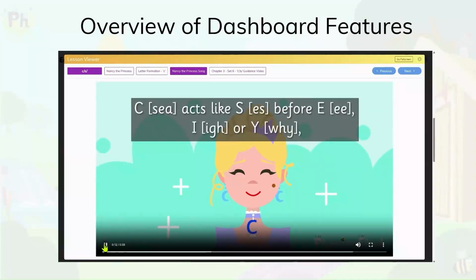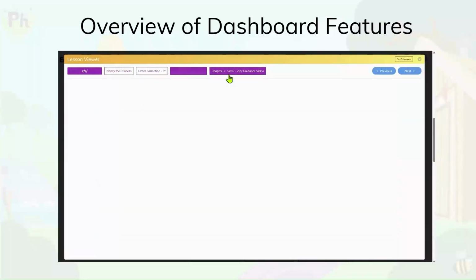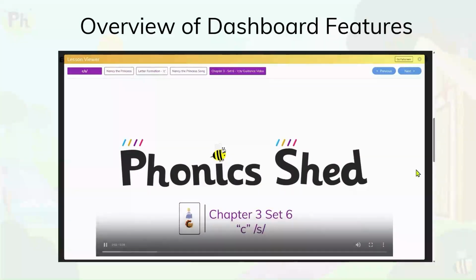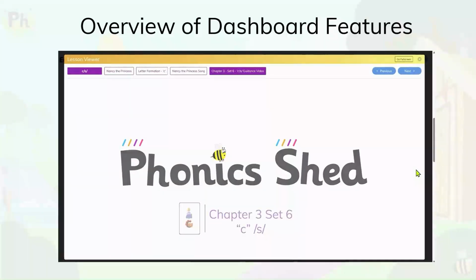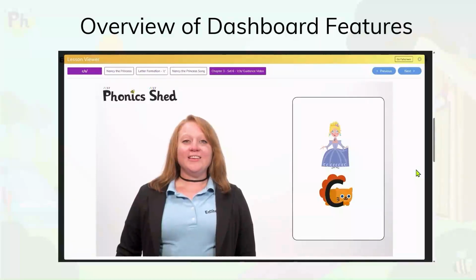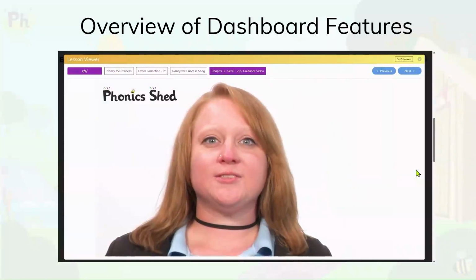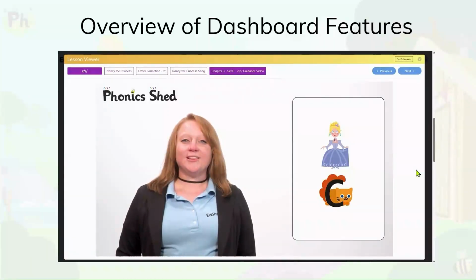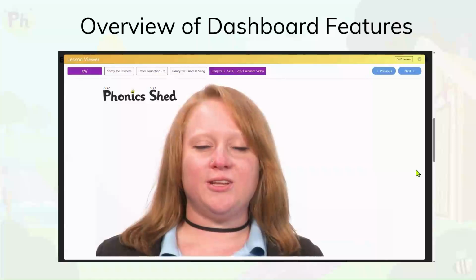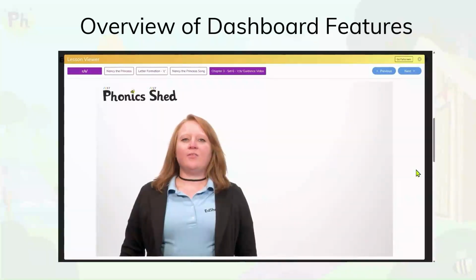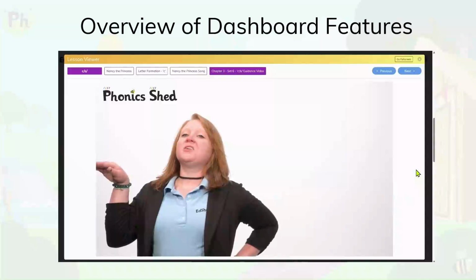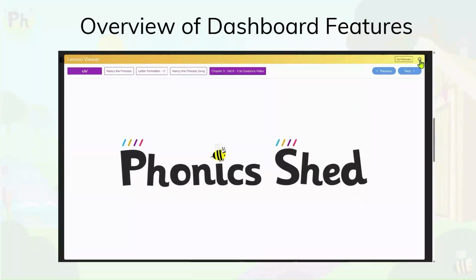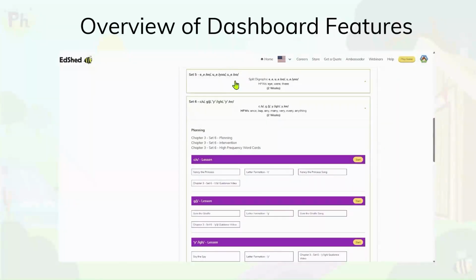C acts like S before E. And then we have our pronunciation guide video as well, just for the teacher so they are able to know how to pronounce it. It will tell you what the action is. This is the C grapheme, pronounced S. The character is Nancy the Princess. The letter is C. The sound is S. The action for this sound is S. This teaches children a song and action, so they have that movement and multisensory features.